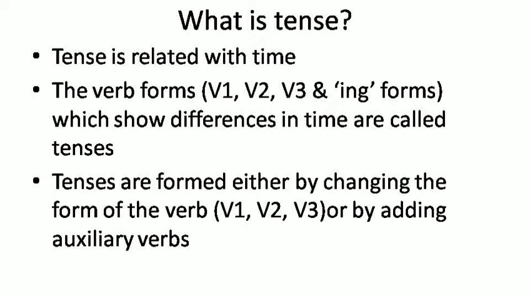The verb forms which show differences in time are called tenses, that is V1, V2, V3. Tenses are formed either by changing the forms of the verb V1, V2 or V3. V1 will be changed into V2, V1 will be changed into V3 likewise, or by adding auxiliary verbs to these verbs in English. So we move on to simple present tense.